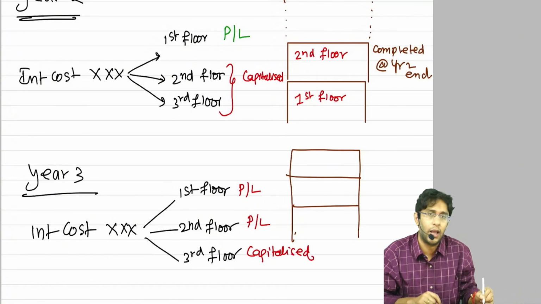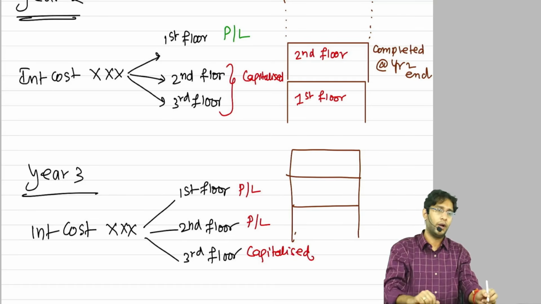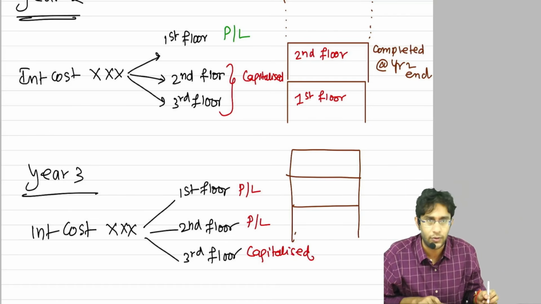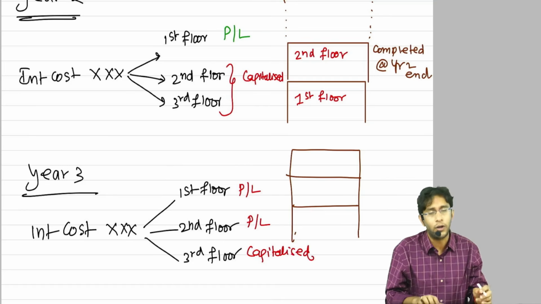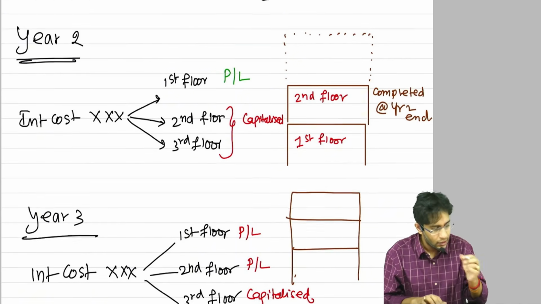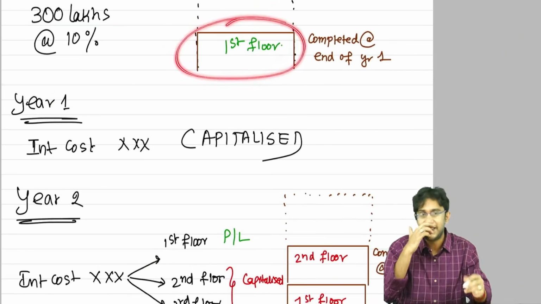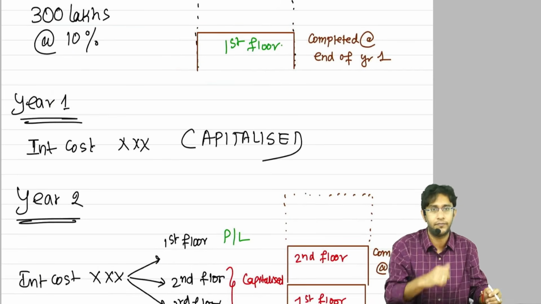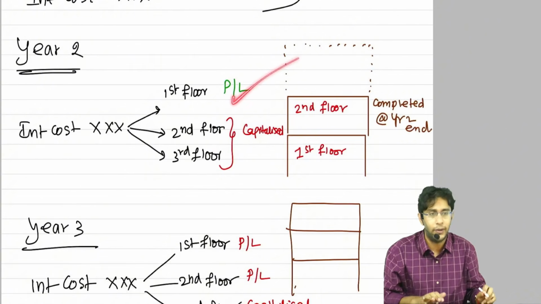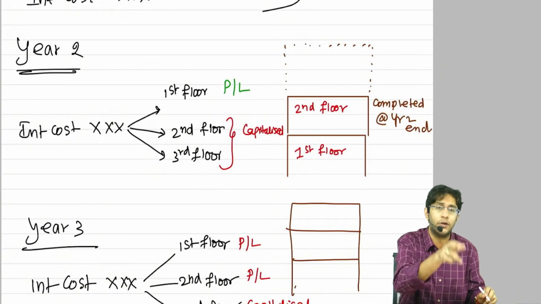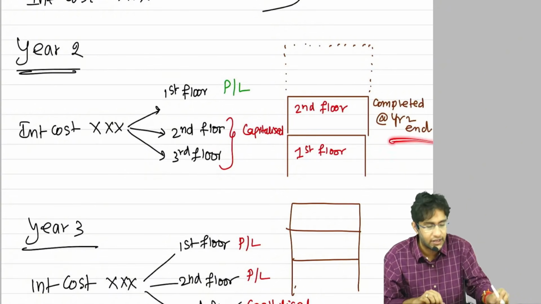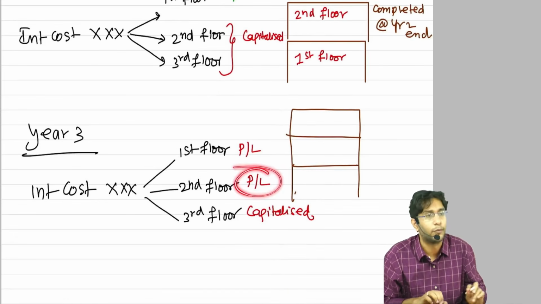For the fourth year, what will happen? Total interest cost will go off to the P&L account. Do you understand what is happening here? In this example, what you have to observe is that borrowing cost capitalization relating to the first floor ceased at the end of the first year. In the second year, it went off to the P&L account. Borrowing cost relating to the second floor ceased at the end of the second year, so in the third year, it went off to the P&L account like that.